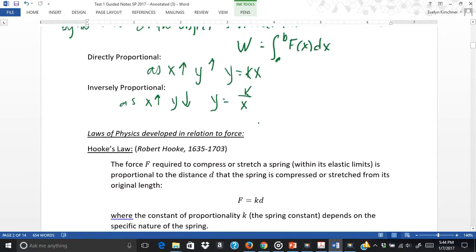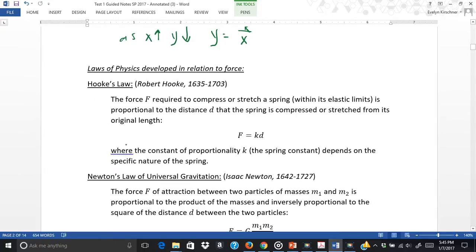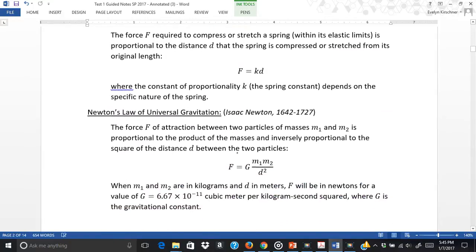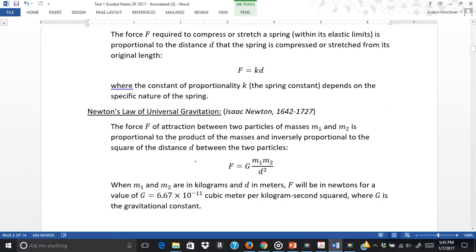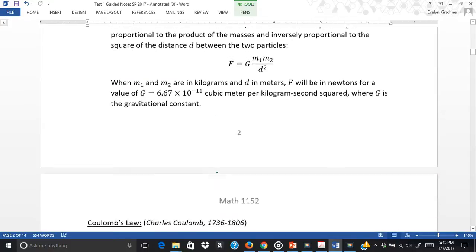So there are 3 laws of physics developed in relation to force. The first one's Hooke's law, which talks about springs, and it says the force is k, some proportionality constant, times d, the distance. I have Newton's law of universal gravitation, and it talks about the attraction of 2 particle masses, and it's inversely proportional to the square of the distance. And G is your constant, and we know what that is. It's a specific gravitational constant.